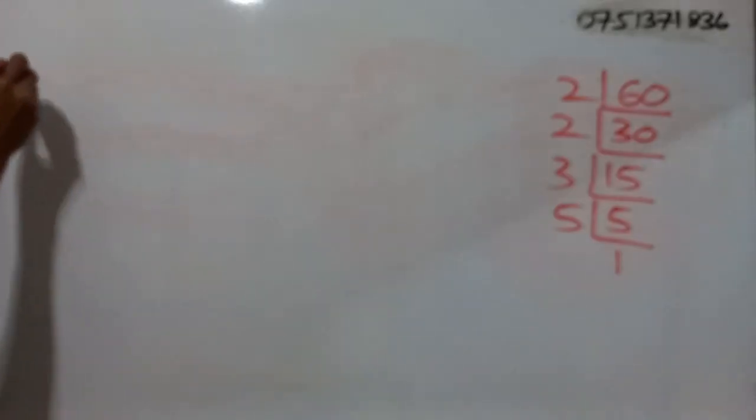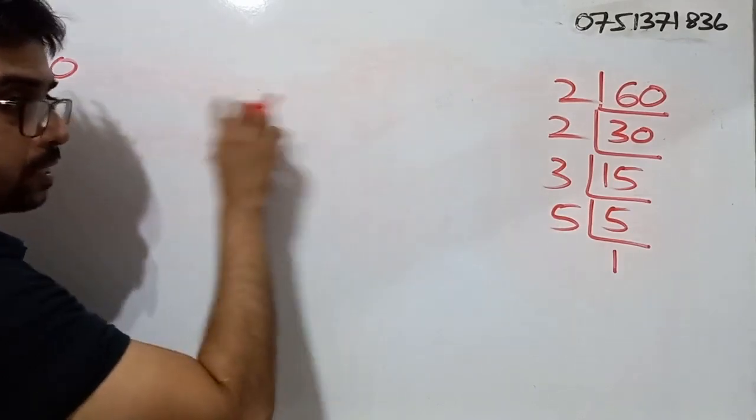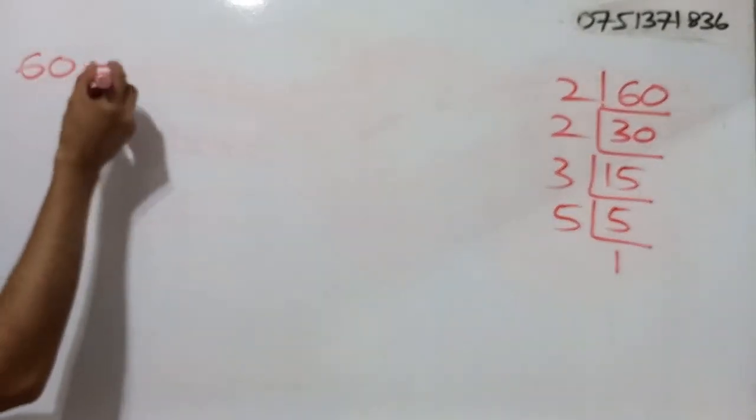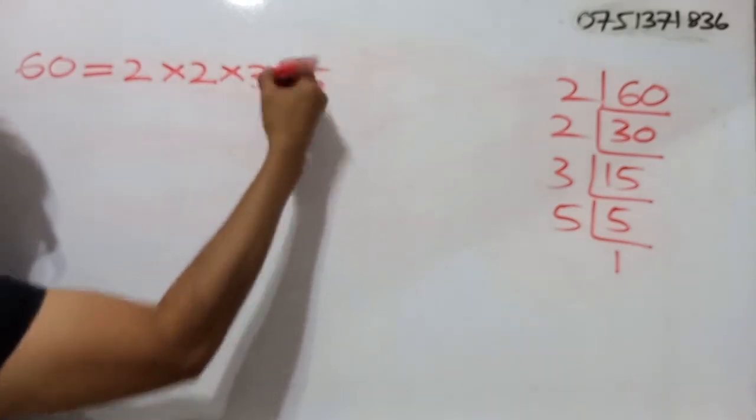Right. So now I am going to take the number 60 and write down all of these prime factors as a product. So 60 is equal to what? 2 into 2 into 3 into 5.